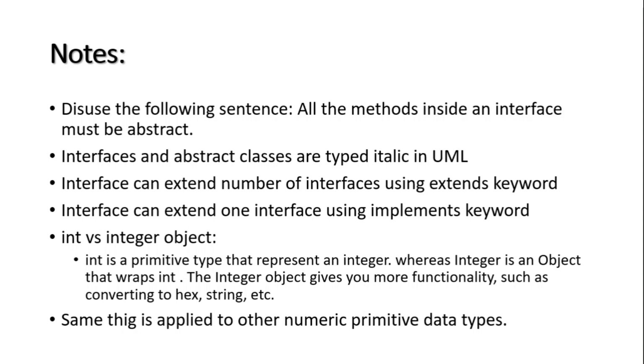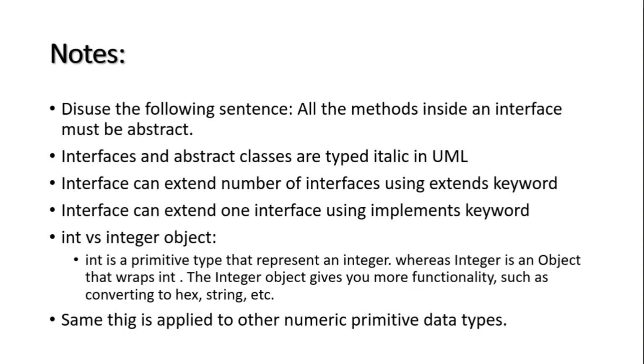Now, this is again one thing you should know. In UML, if you have an interface or abstract class, the name of the class must be italic. So if you've been given a UML diagram and you look at the name of the class and you find it italic, that basically means that's an abstract class or interface.